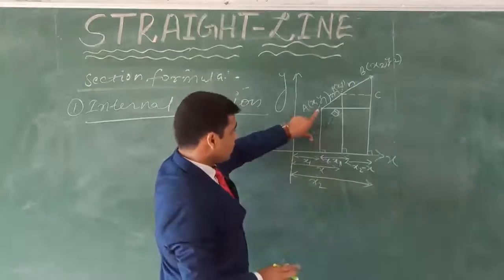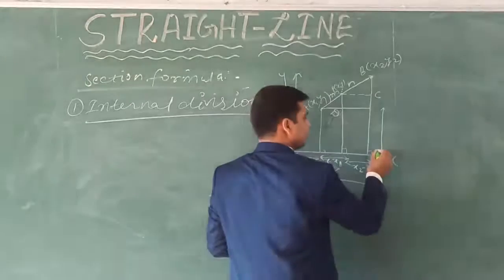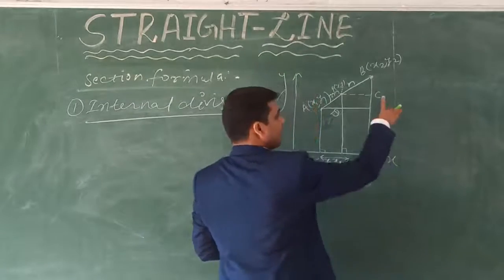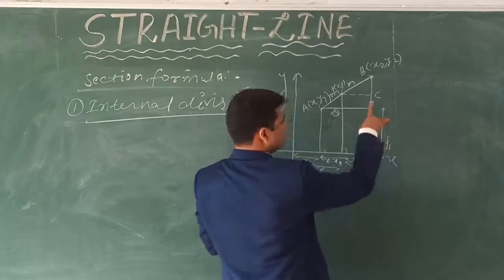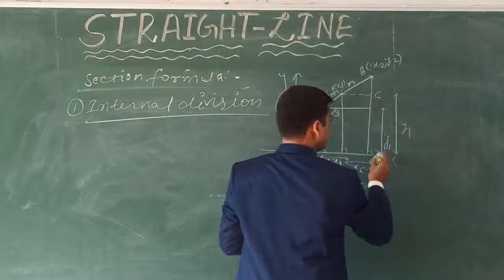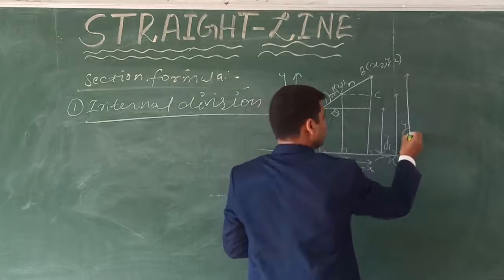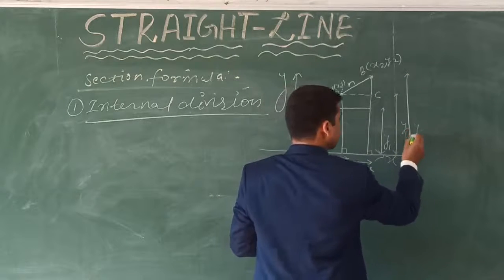Now from here to here, what is the distance? This one is Y distance. From here to here, this is Y distance. Okay, and this, sorry, Y1 distance. From here to here, what is the distance? This one, Y1 distance. Okay, now see this total distance, Y2. This total distance, Y2.